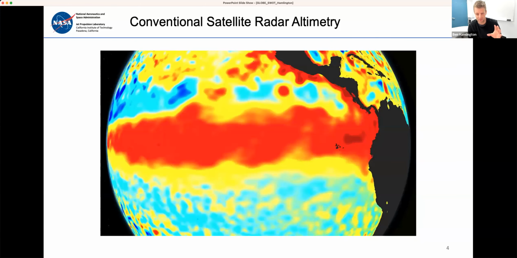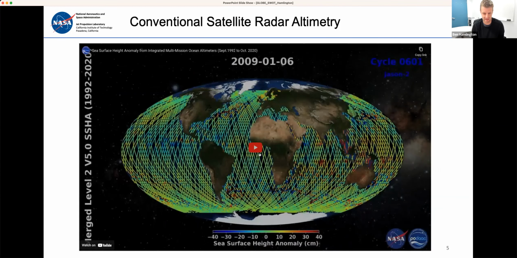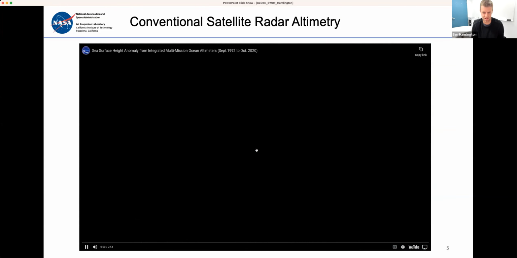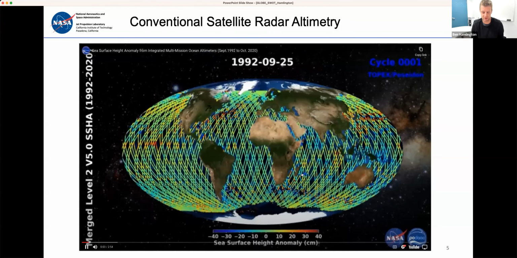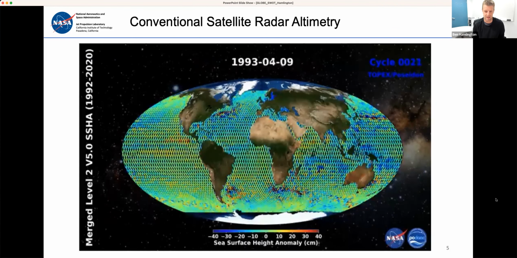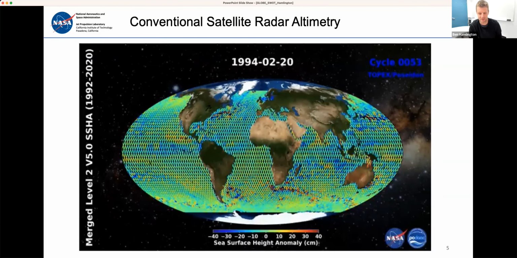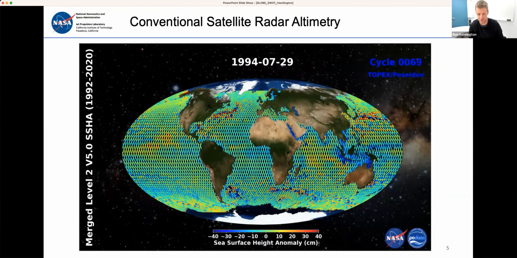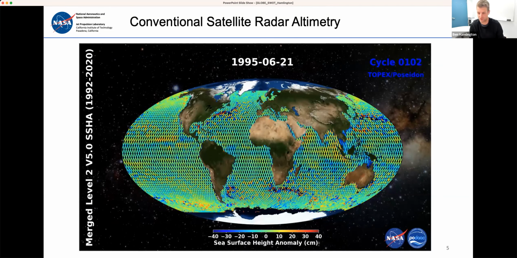So the reason I want to mention this is to just lay the ground for why SWOT is different and how it's an advance. And I have one more slide here. So this is, again, the conventional altimetry and what the data that we're collecting looks like from these conventional altimeters, what we've had over the last three decades. So this is just going up through time. So every 10 days we repeat this track, as I said, and you can see all these features moving in the ocean. You start to get a sense of very small features moving in the ocean.